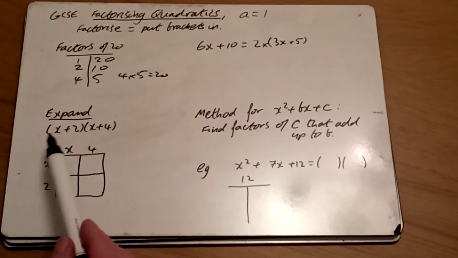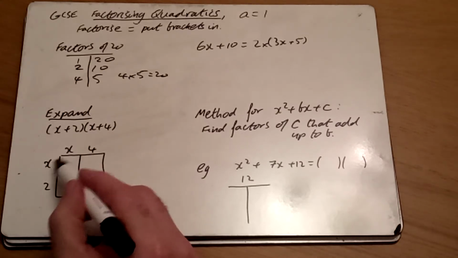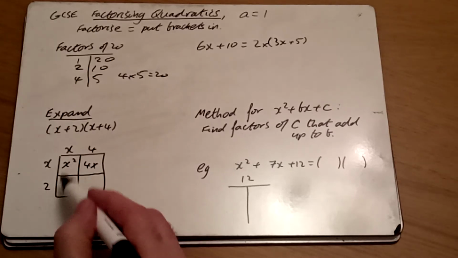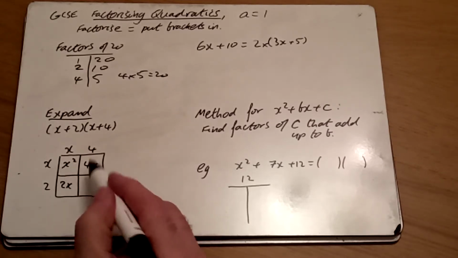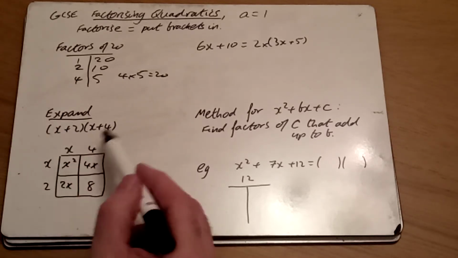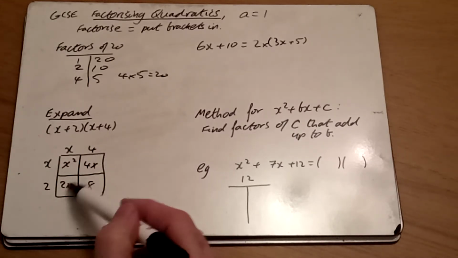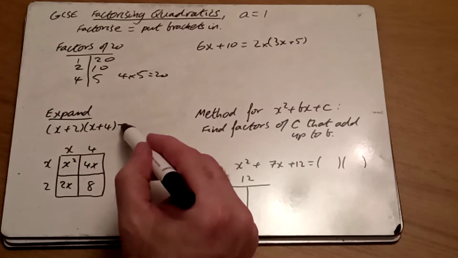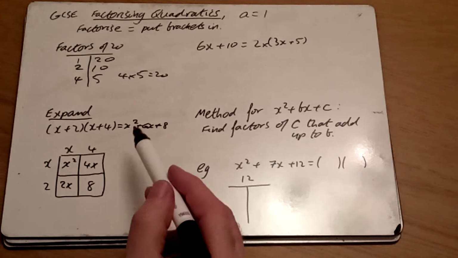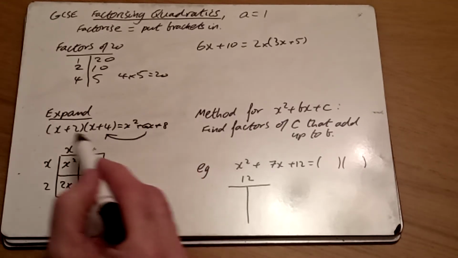The question could be expand this bracket times this bracket. And if you do it as a grid, I can think of x times x being x squared, x times 4 being 4x, 2 times x being 2x, and 2 times 4 being 8. Some of you have done like FOIL, smiley face or anything like that, but you end up with 4 terms of which 2 of them both have x in, so I can link them together to get x squared plus 6x plus 8.